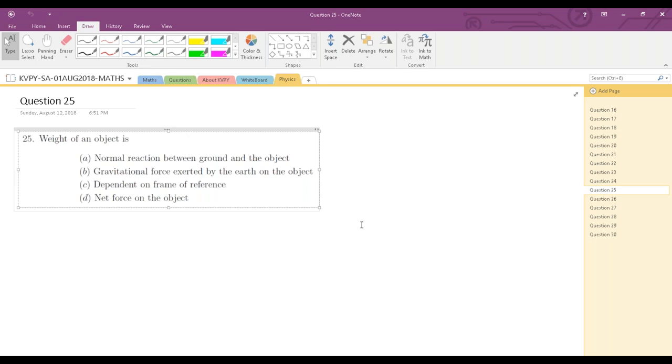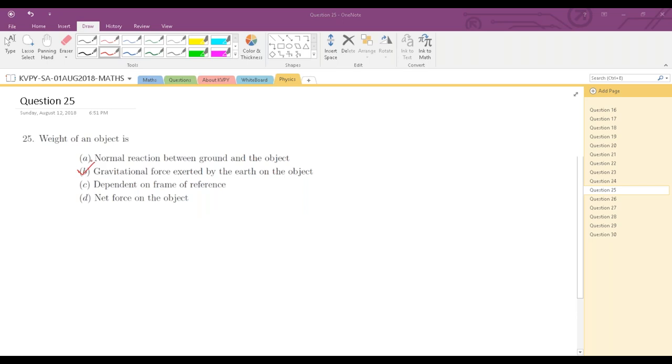So this question tells that the weight of an object is, option A, normal reaction between ground and the object. Option B, gravitational force exerted by the earth on the object. Option C, dependent on frame of reference. And option D, net force on the object. So what you can say from here is that the weight of an object is the gravitational force exerted on the object. For an object close to the surface of the earth, it is approximately equal to the gravitational force on the object by the earth. So obviously option B is the correct one.